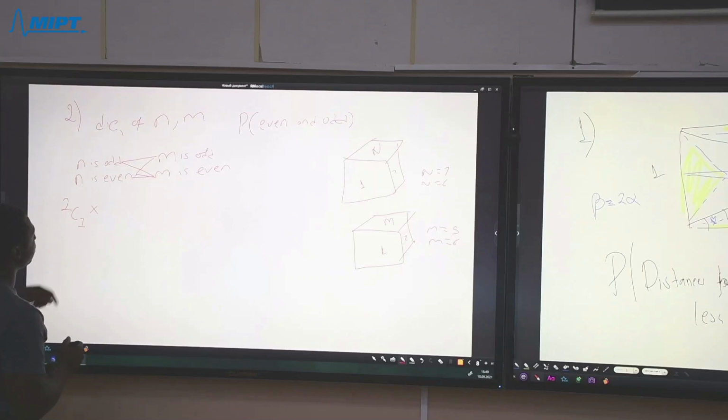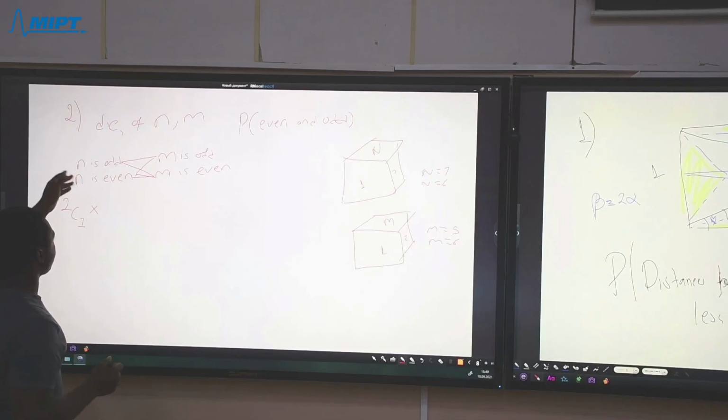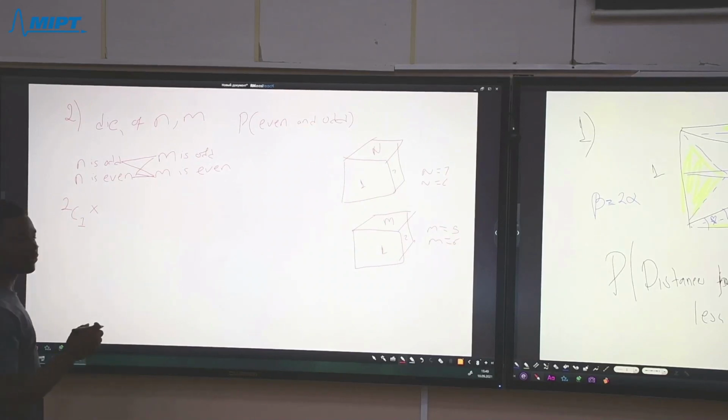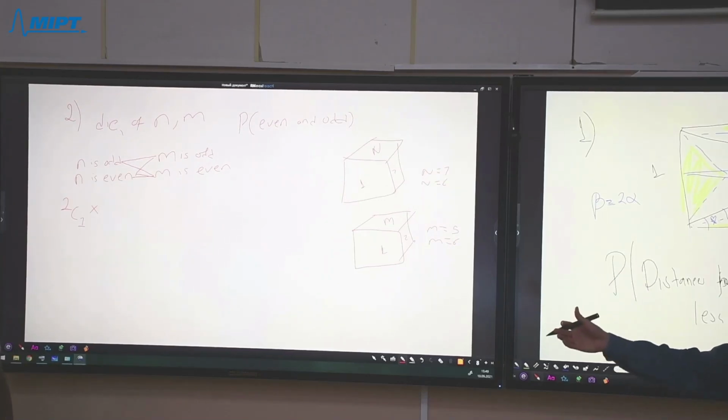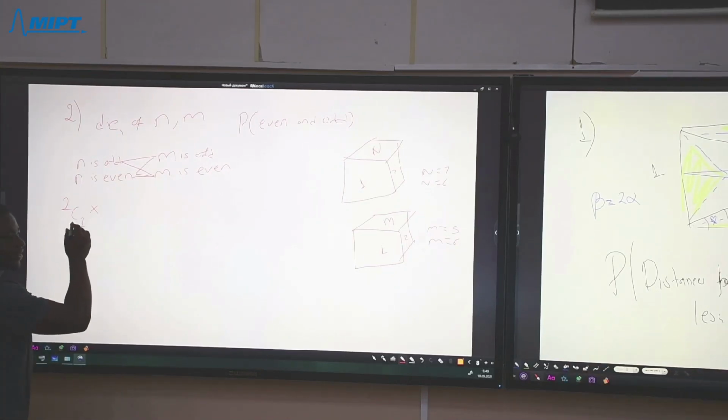Multiplied by... it's even more complex than I thought. Yeah, it's too complex. I forgot about choosing which die is going to have the even number. But don't forget that we are not getting n or m. We are getting a number from 1 to n and from 1 to m. So this is too complicated.